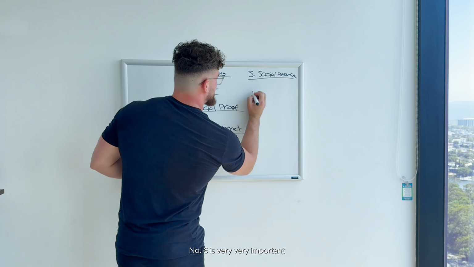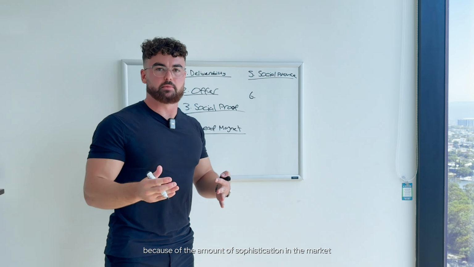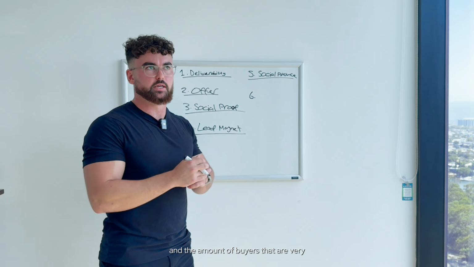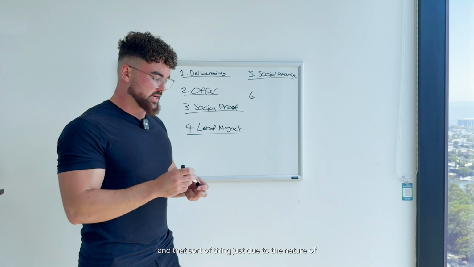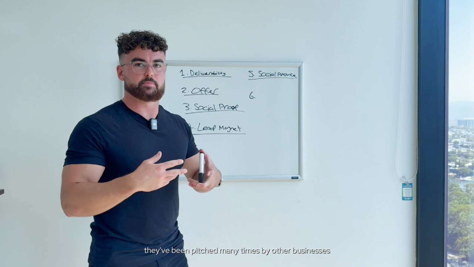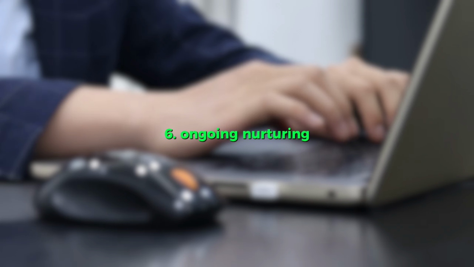Now, number 6 is very, very important now because of the amount of sophistication in the market and the amount of buyers that are hesitant to cold outbound pitches, due to the fact that they've been pitched many times by other businesses, by other people, and they're very skeptical, right? Number 6 is that ongoing nurturing.